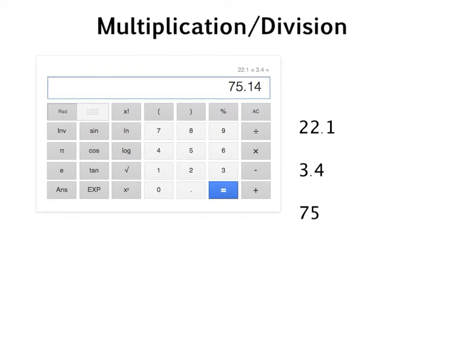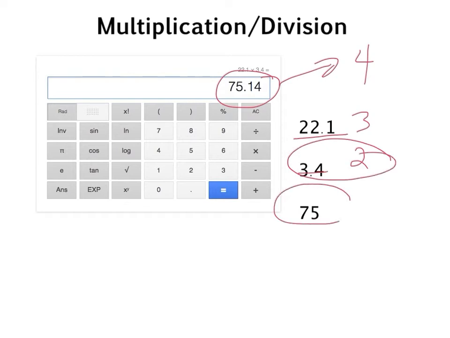So we've already seen the example. If I multiply 22.1 by 3.4, the calculator reads 75.14. But our numbers that we're using have 3 and 2 significant figures respectively. So our answer should not contain 4 significant figures. It should be rounded to the least number of significant figures, in this case 2. Therefore, our answer should be written as 75 to the correct number of sig figs.